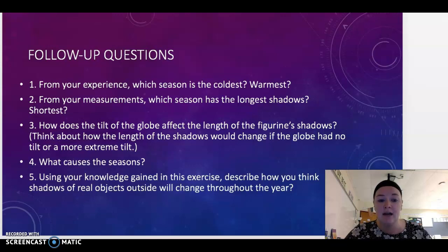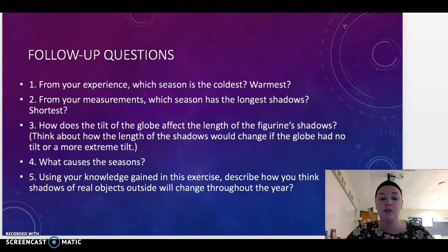And then it gets a little more complex into the conceptual understanding. How does the tilt of the globe affect the length of the figurine's shadow? So it brings in the tilt, and it even says you can ask them to think about how the length of the shadows would change if there was no tilt or a more extreme tilt. And then it does have them come up with a new understanding of what causes the seasons.